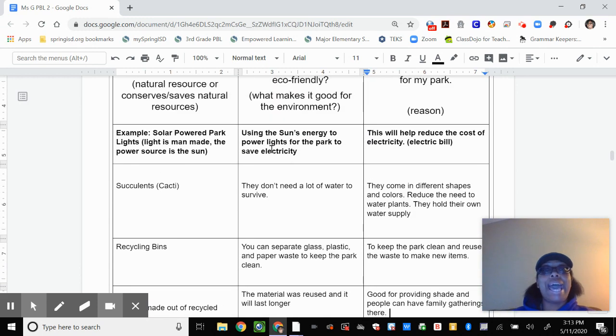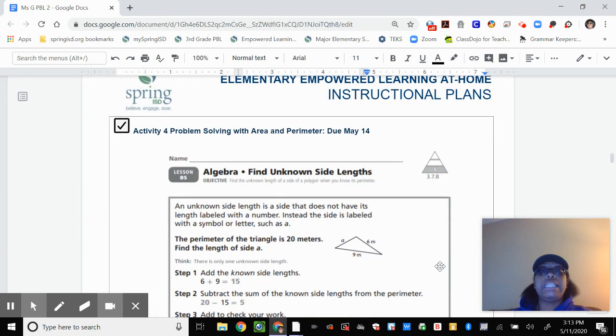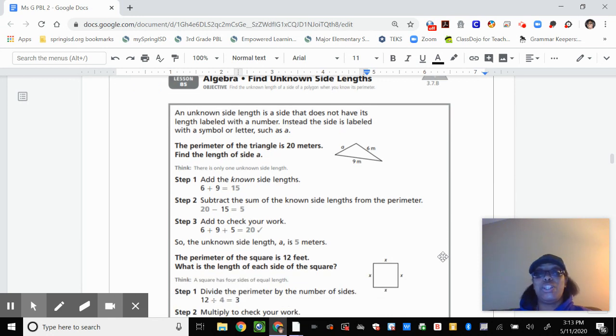Okay, so that is what your chart should look like. You should have 3 elements: what makes it good for the environment and why you want to put it in your park. The next 4 pages is all about math. So I'm not even going to try and teach you this.